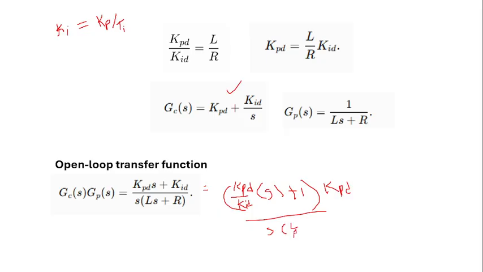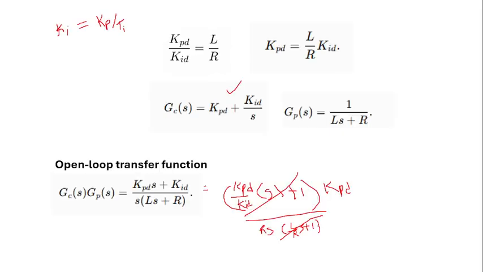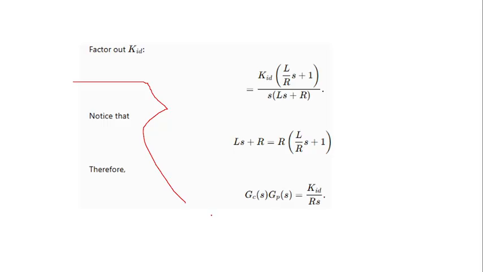I am taking it as L by R plus 1 into RS. So this L by R is Kpd by Kid. So this is Kpd by Kid into S plus 1, Kpd plus Kid into S plus 1. These two get cancelled. Then we will get this one, Kid by RS.